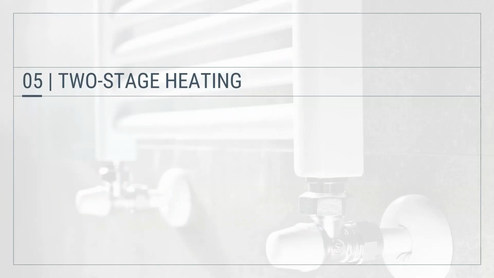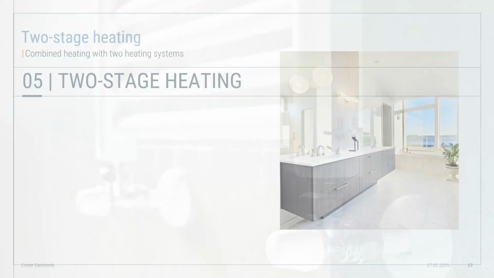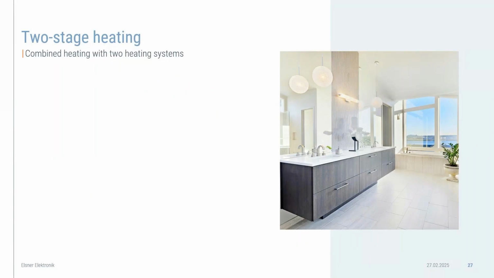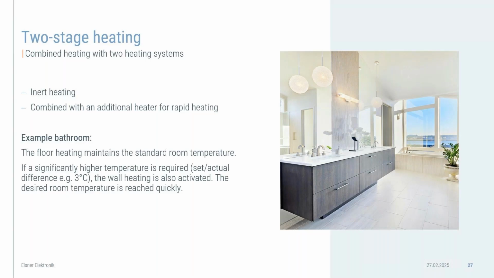Let's have a look at the two-stage heating. It is actually the combined heating of two different heating systems. Most of the time you have one heating system that reacts very slowly, like for example underfloor heating, in combination with an additional heating system, like for example a wall heater. So you have one very slow one, for example the underfloor heating, and in order to reach the desired set point temperature, as displayed here in the bathroom, quicker, you use the wall heater also. You activate two-stage heating in order to reach the desired temperature as quickly as possible.